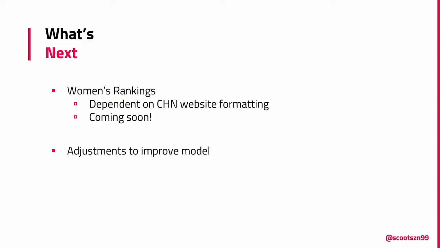And then also just some adjustments to improve the model. Things like home ice advantage. I want to try and quantify and see if there is a home ice advantage in the NCAA like there is in the NHL. And also trying to weigh recent results more, which is shown to also have more predictive power.